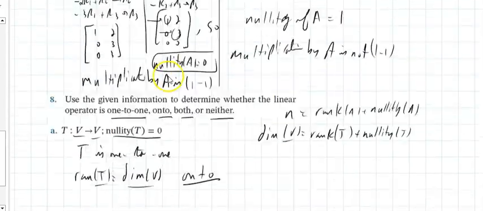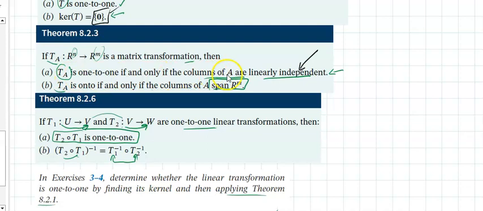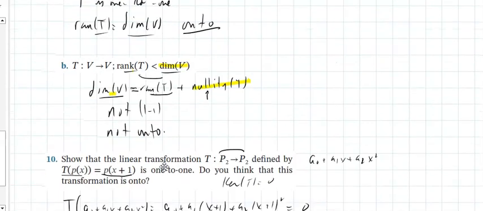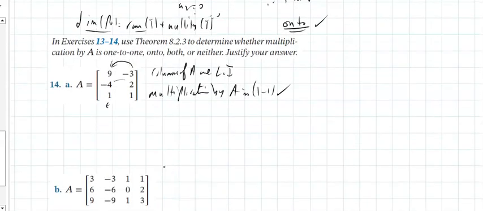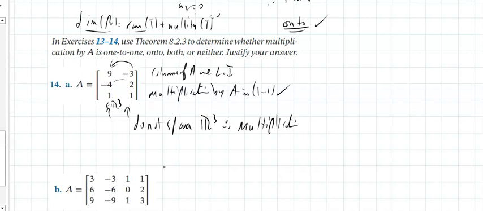Now for the onto part, 8.2.3 again is right there. If the columns are linearly independent, it is 1 to 1. The transformation of A is onto if and only if the columns of A span Rm. Rm is the image. These vectors are in R3, and we only have 2 columns, so they do not span R3. And therefore, multiplication by A is not onto.